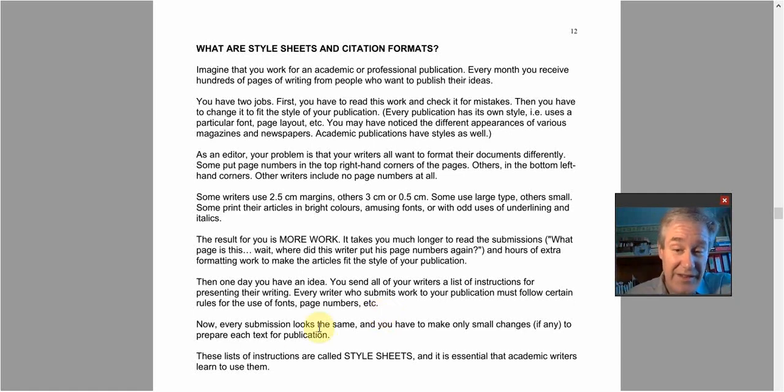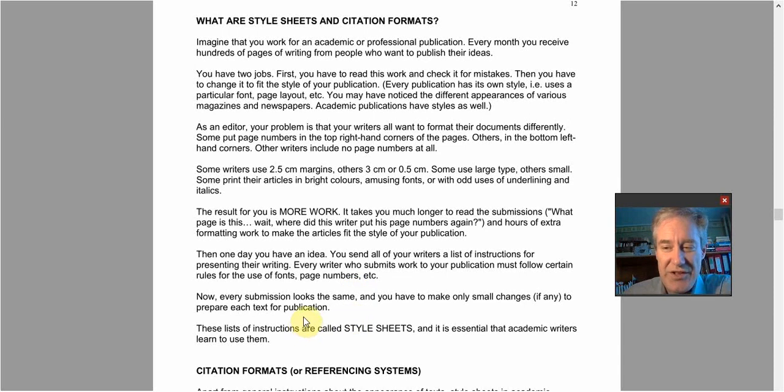Then what happens is that every submission looks the same. So all the writers who send you work, all of their submissions look the same, and you don't have to make so many changes when you put the text into your magazine, into your publication. It saves me, as the editor, a lot of work. If you are the editor, as we're pretending here, it saves you a lot of work. It does create more work for the writers. The writers have to prepare their text carefully before they send it. But that's part of life when you're a writer.